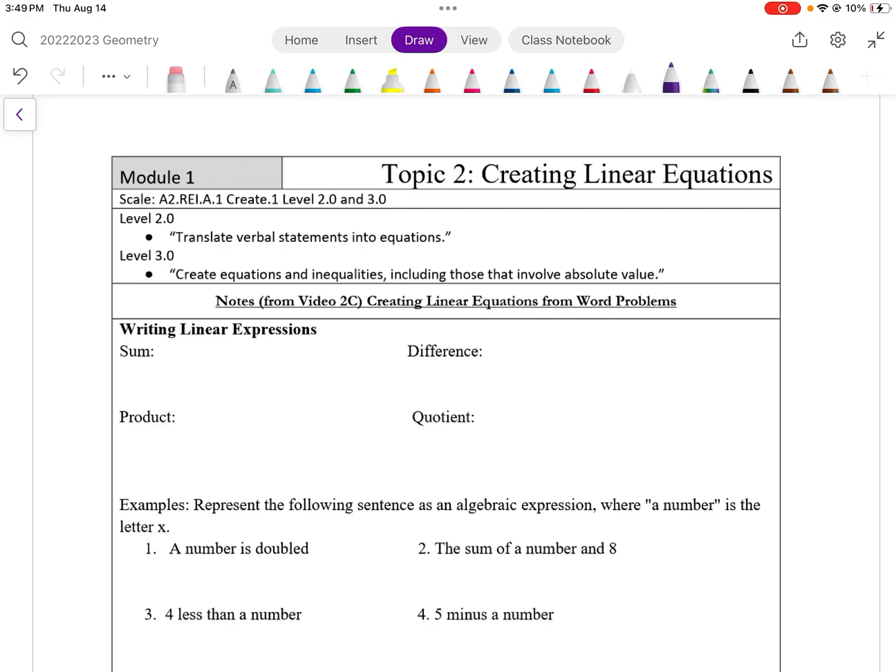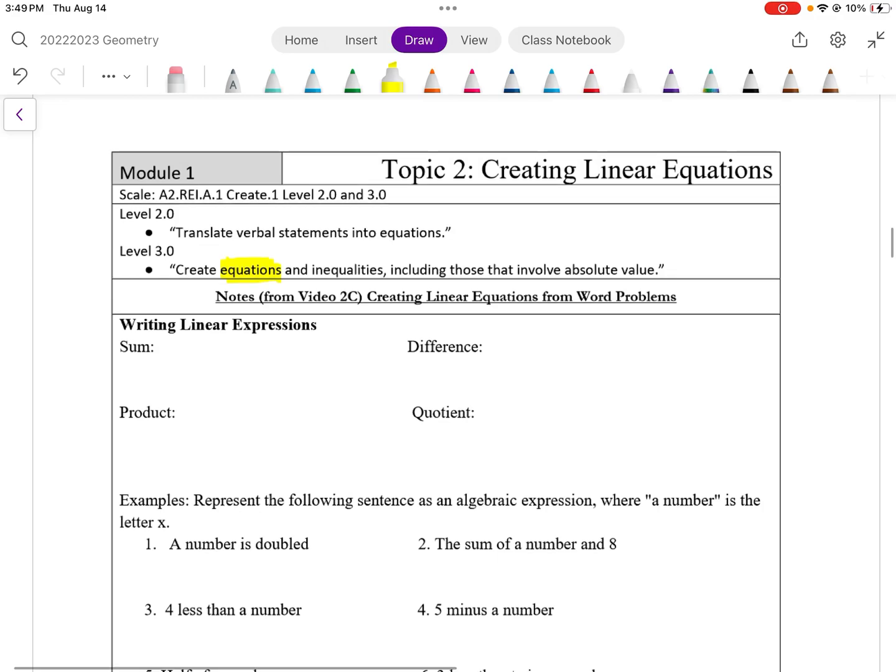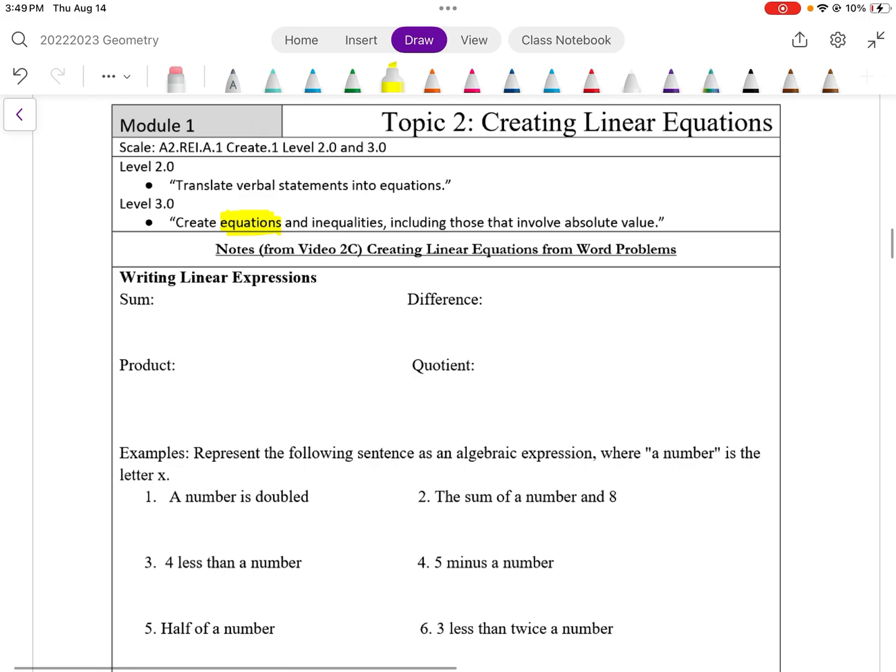All right, this is still topic 2, creating linear equations. We're going to work on some word problems. So the level 2s that we're working on are translate verbal statements into equations, and then we're also working on some level 3, which are create equations and inequalities. We're just focusing on the equations here, including those that involve absolute value. So we're just going to create some equations based on word problems as our level 3.